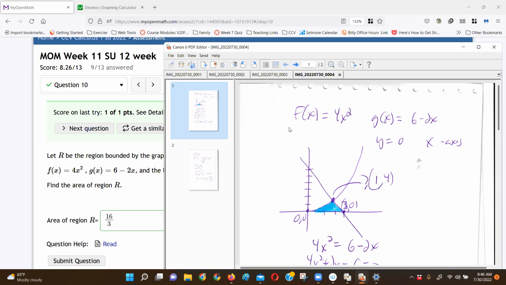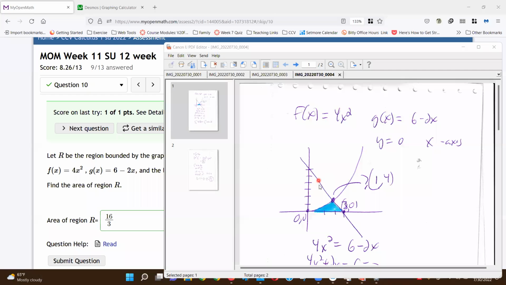Now, what's different about this is I'm hoping you're noticing that it's not the same function. So from 0 until whatever that number is, we're using the parabola, and then from that number to where that line intersects the x-axis, we're using the line. So we're going to have to write two integrals, and I do have to find those points of intersection.